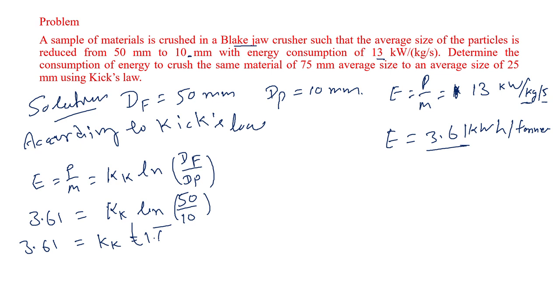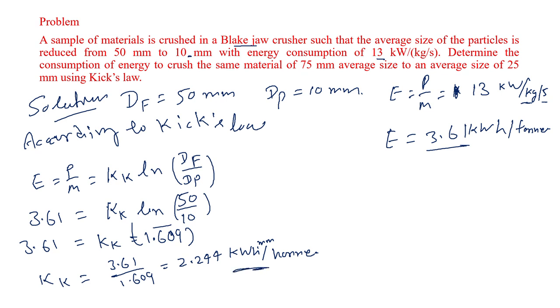So ln(50 by 10) comes 1.609. So Kk is calculated approximately as 3.61 divided by 1.609, which is equal to 2.244 kilowatt hours mm by ton. This is the first case.